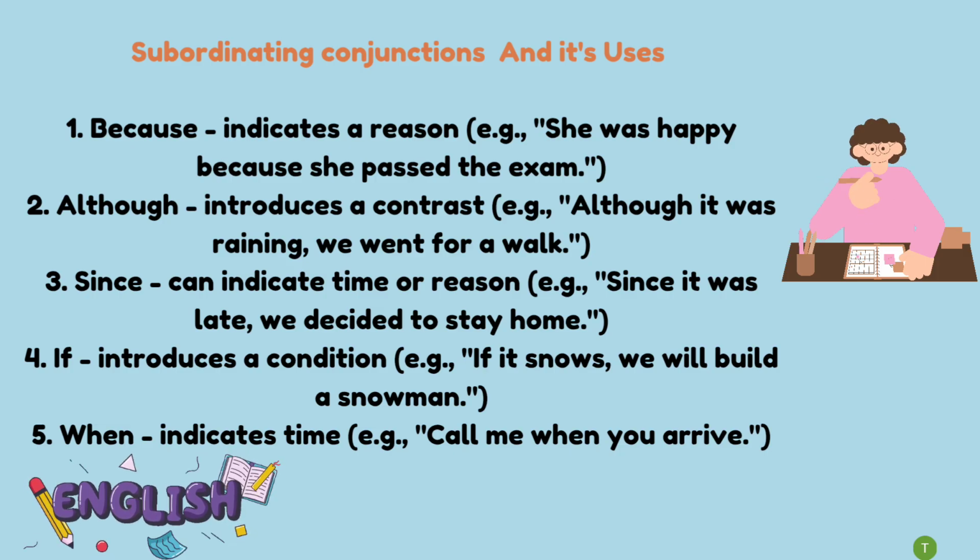Subordinating conjunctions and their uses. Because indicates a reason. For example, she was happy because she passed the exam. Here, because tells us why she was happy. Although introduces a contrast. Although it was raining, we went for a walk. Since can indicate time or reason. Since it was late, we decided to stay home. If introduces a condition. If it snows, we will build a snowman. When indicates time. Call me when you arrive.